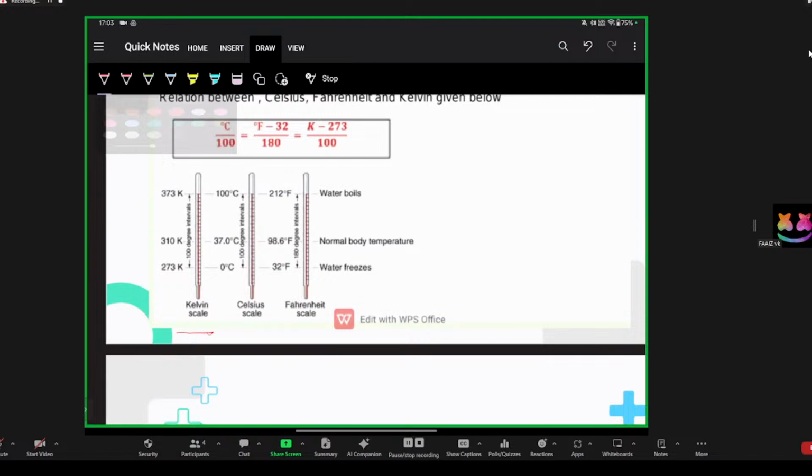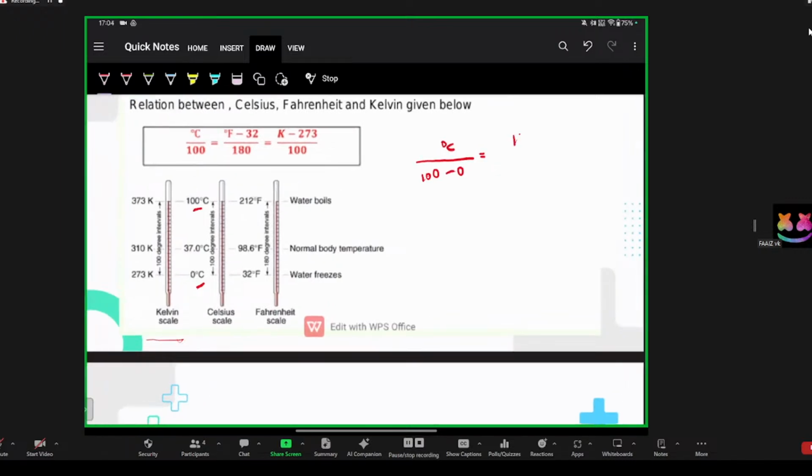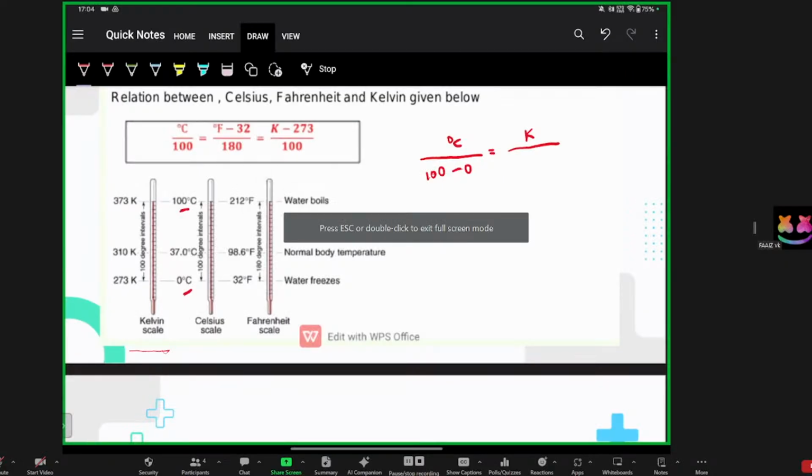See the Celsius scale. The upper point in Celsius scale is 100 degrees Celsius, and the lower point in Celsius scale is 0 degrees Celsius. So what we have to do is degree Celsius minus lower limiting point, divided by upper limiting point minus lower limiting point. Here the upper limiting point is 100 and the lower limiting point is 0.